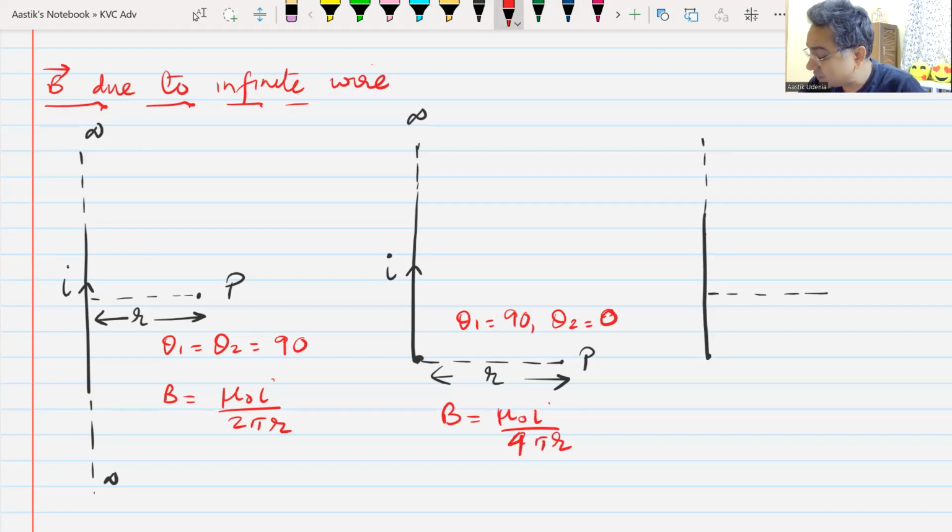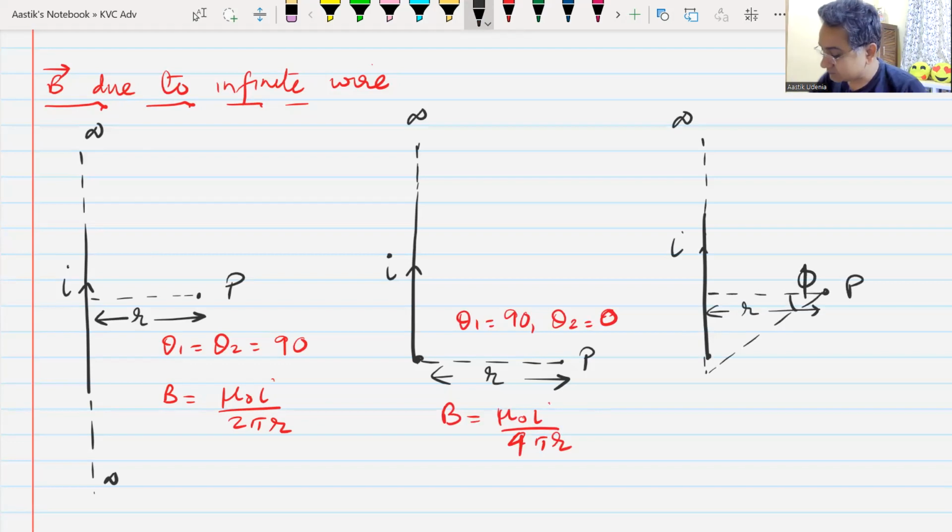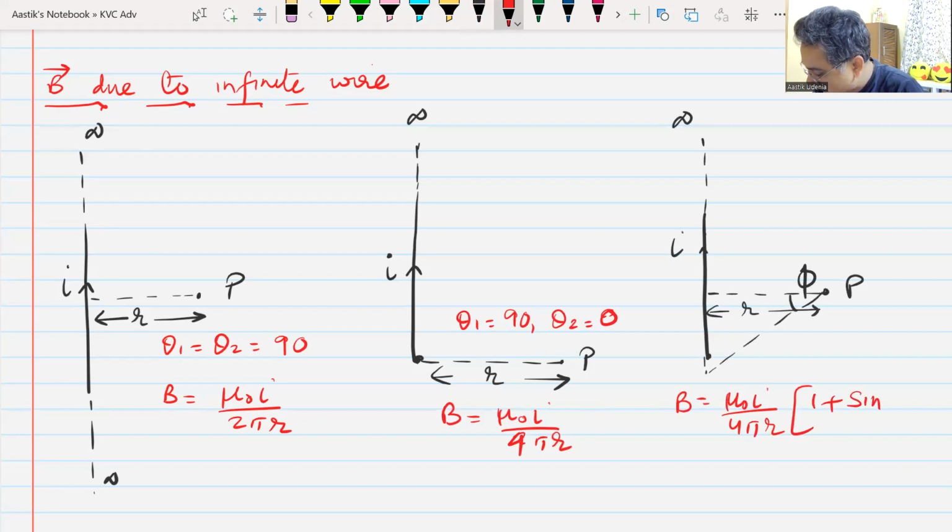You can also have one case where this point P is here. In this case, it is infinity. Distance is r. And this angle is given as, let us say, phi. In that case, what is the answer? Mu naught I by 4 pi r multiplied by 1 plus sine phi. Do we understand this? Yes, sir.